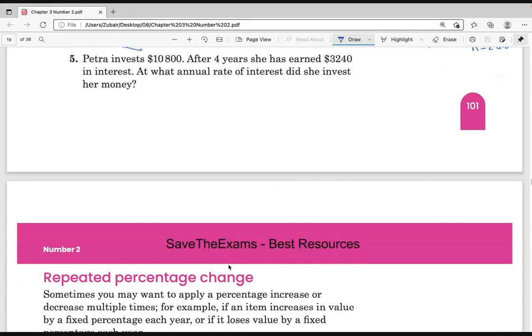Number 5. Petra invested 10,800. After 4 years she had earned this much, so that's interest. At what annual rate of interest did she invest her money? So what annual rate? Unknown. I equals PRT per 100. Interest is 3240. Principal amount is 10800. Rate is unknown, and time is 4 years. So what do we get?